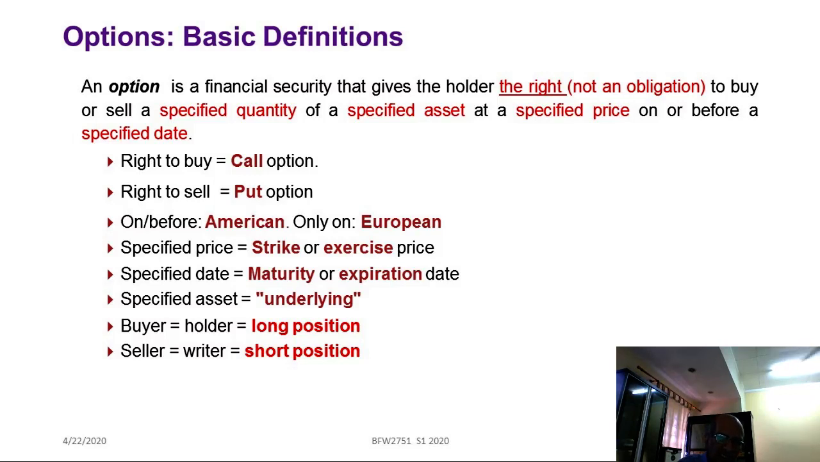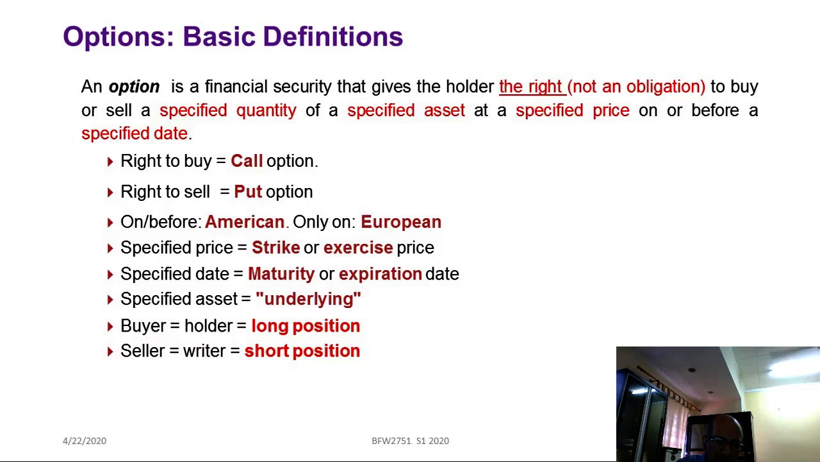And talking about the styles of option, on or before maturity is the American option. Only on maturity is the European option. When I say specified price, it is a strike price, or some books call it exercise price. That is the price we are fixing now. Basically, in our equation, we use the letter K. K is the exercise price or strike price.